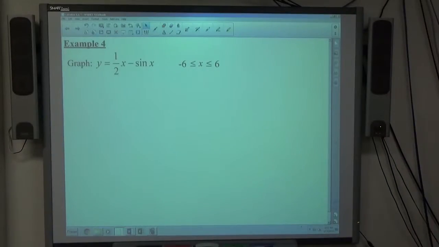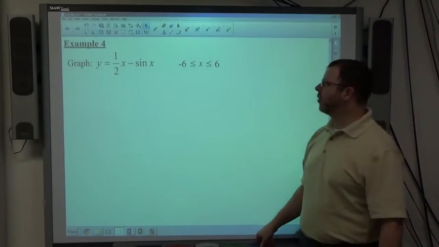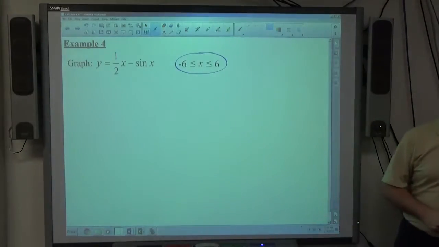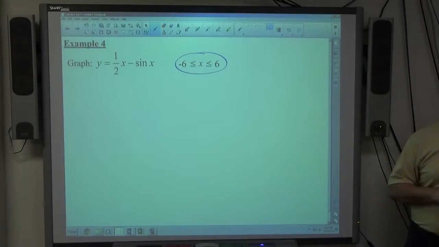Example 4 from 4.6, we have a trigonometric function. If we do trigonometric functions, I will give you an interval. Otherwise, they just go on forever and ever, and that's just mean-spirited, so I'm not going to do that to you. But we'll go with an interval on trig functions. If you have a homework problem that's a trig function that doesn't have an interval, tell me about it and I'll give you the interval.